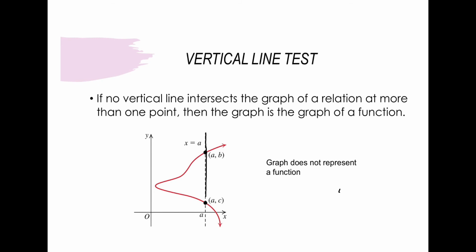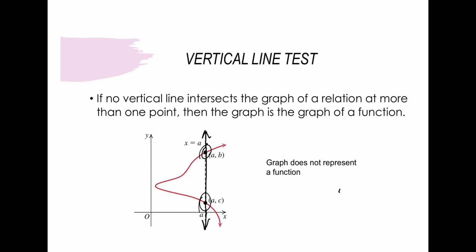Basically, if a vertical line drawn anywhere within your function intersects in more than one place, then that particular graph is not the graph of a function. If it only crosses in one place for every possible vertical line you could draw, then it is a function.